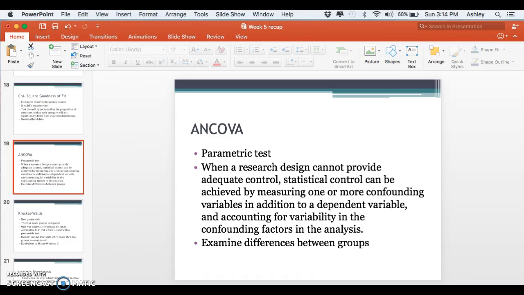That's where an ANCOVA fits in. So when a research design cannot provide adequate control, statistical control can be achieved by measuring one or more confounding variables in addition to the dependent variable and accounting for variability in confounding factors in the analysis. So the purpose of an ANCOVA is to examine the differences between groups.